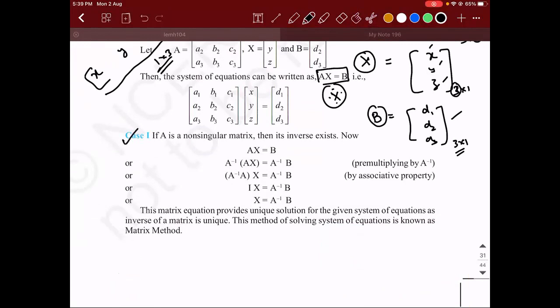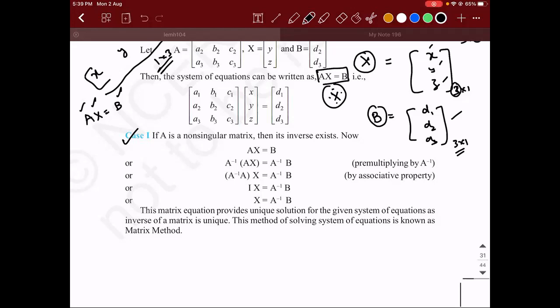Now the case 1 is, you guys understood that A is the coefficient matrix, X is the variable matrix, and B is the matrix with the constants. So this is a column matrix, this is a square matrix. We know that square matrices always have a possibility of having an inverse. Or else I can put it in reverse: an inverse is going to exist only for a square matrix, provided it is non-singular.